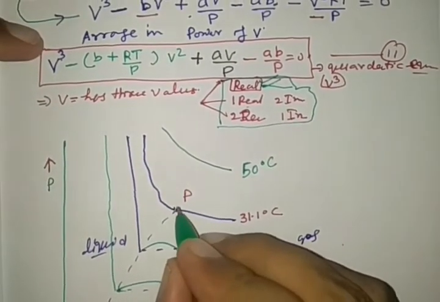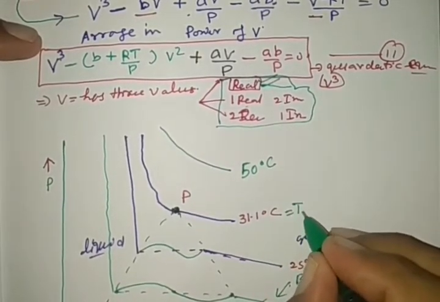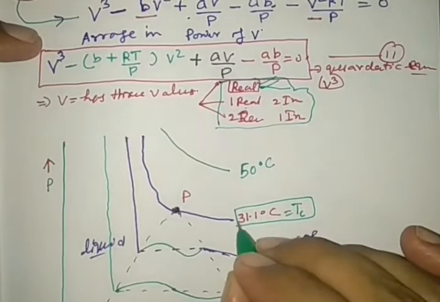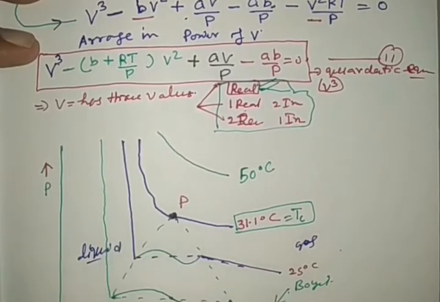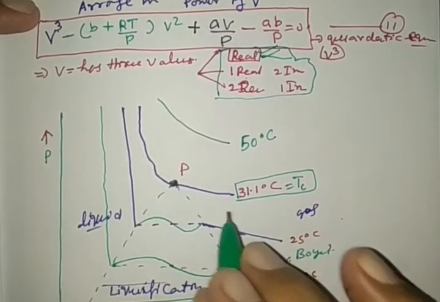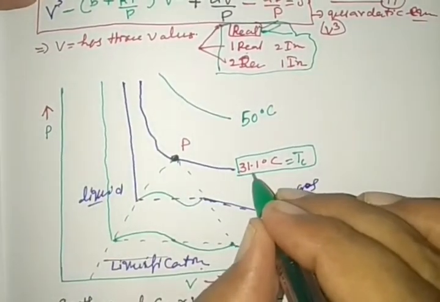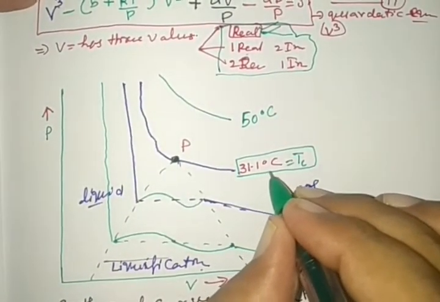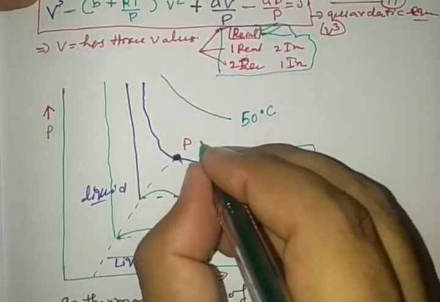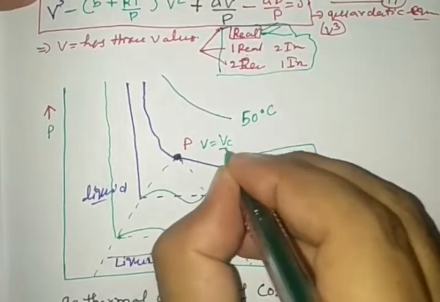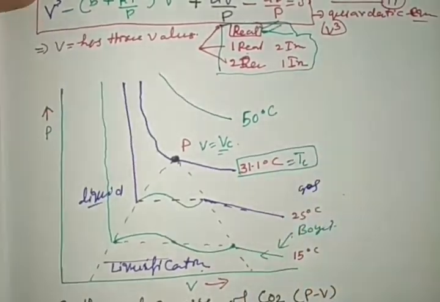We know this point P is a point of inflection, and this temperature is known as the critical temperature Tc. This is the maximum temperature at which gas can be converted into liquid by applying pressure only. For carbon dioxide, it is 31.1 degrees Celsius. At this temperature, the volume is known as the critical volume, and all its values are real.